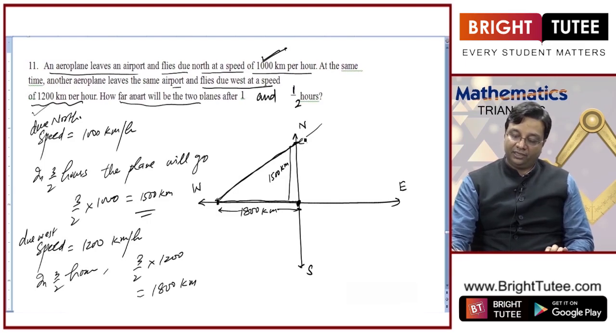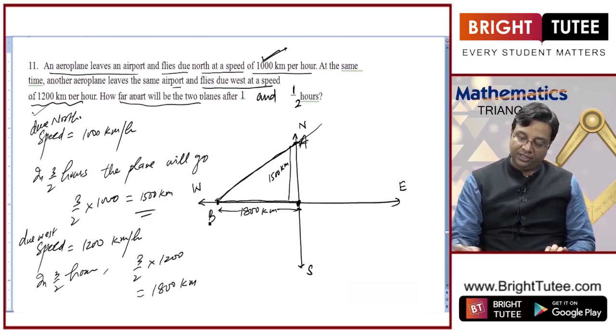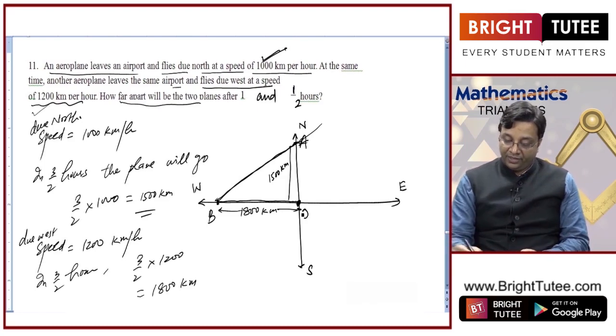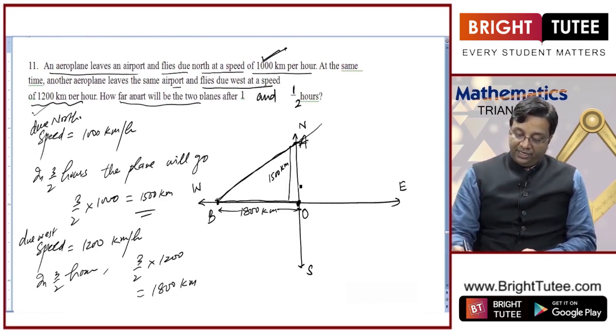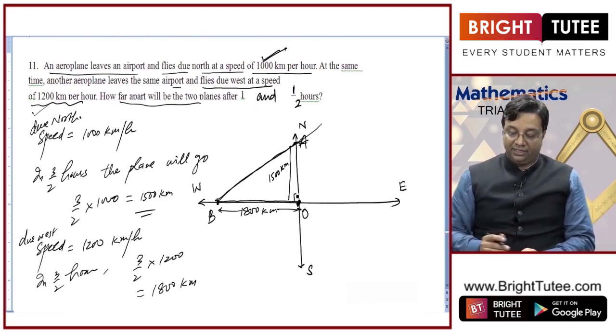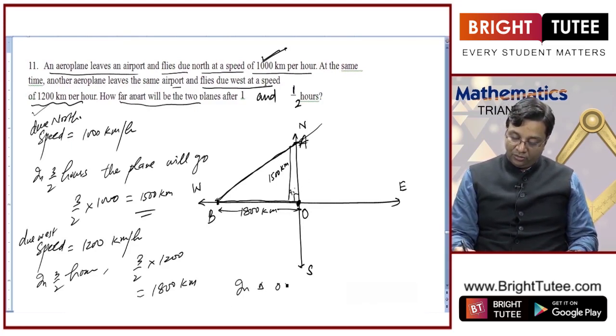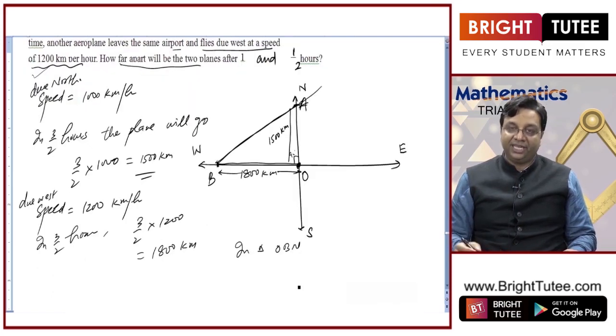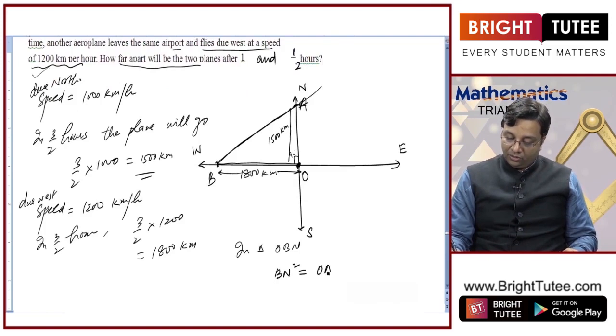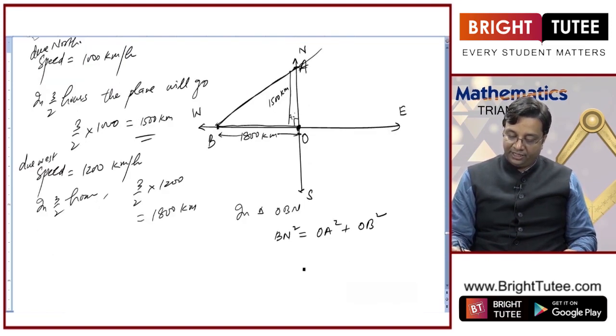Okay, let us name this A, B, O. O is the airport. To find AB, I know that this angle is 90 degrees, because these are the directions north, south, west, east, and these are mutually perpendicular. So this angle is 90 degrees. So in triangle OAB, AB being the hypotenuse, I will say AB square is equal to OA square plus OB square, right? What is OA square? It is 1500 square. And what is OB square?